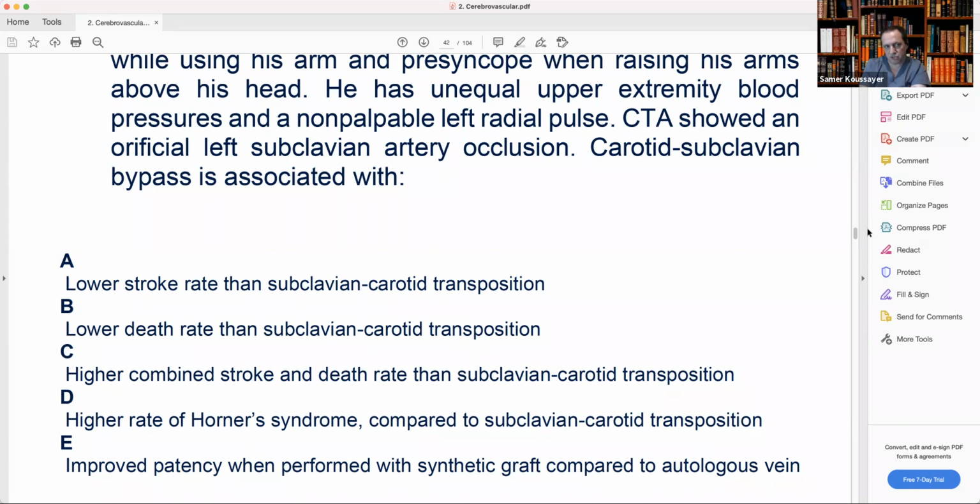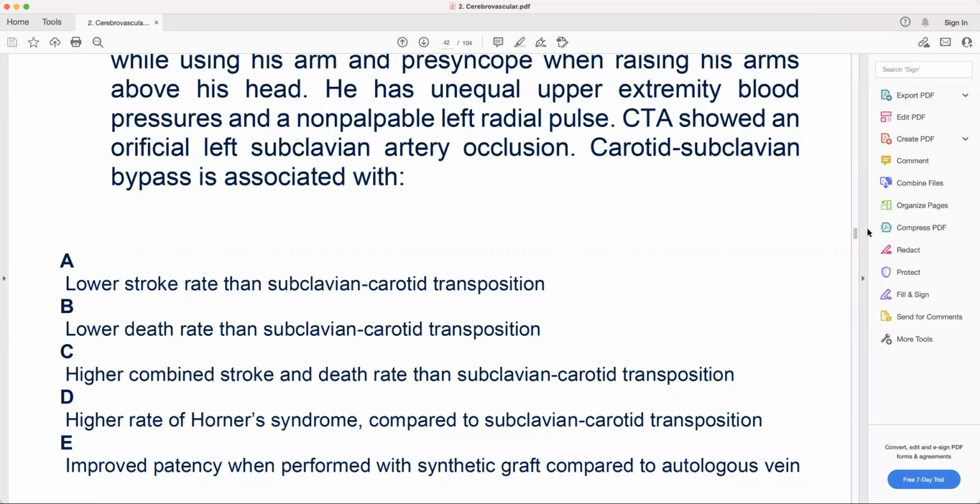What are you gaining from this procedure? The only thing you gain is that you don't put in a graft, that's all. But if you look at the patency, all the studies show no difference. That is why most people stay away from transposition. Now most people do carotid subclavian bypass. So let's go through the question.